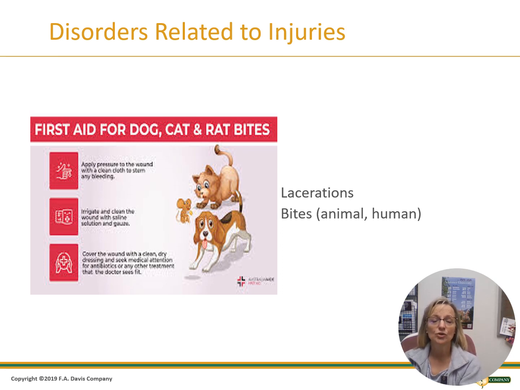Again, you're going to provide emotional support. You're going to report it. Any kind of a bite is a reportable thing to the local law enforcement as well as the CDC.